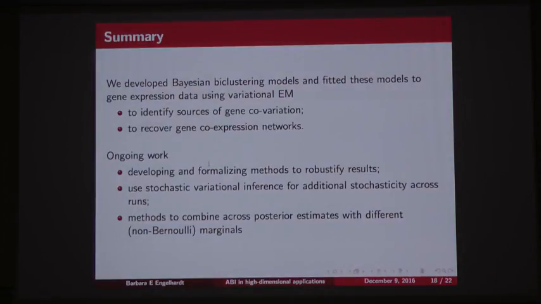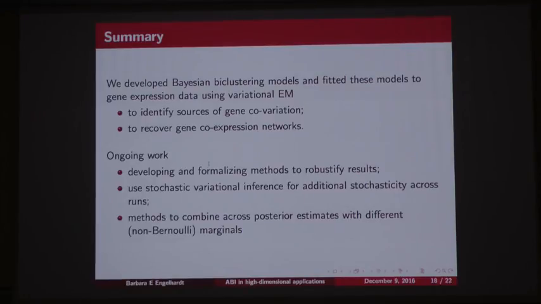Okay, so we developed this Bayesian biclustering model. We're using it to identify sources of gene covariation and to recover gene co-expression networks. And we have a lot of different types. We don't know how this aggregation works.